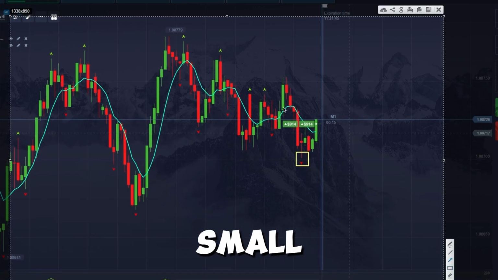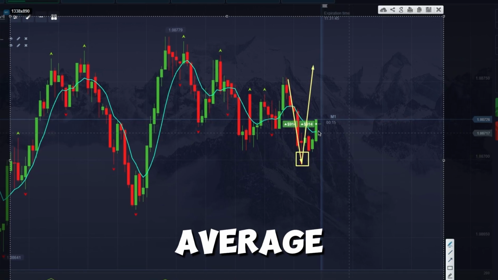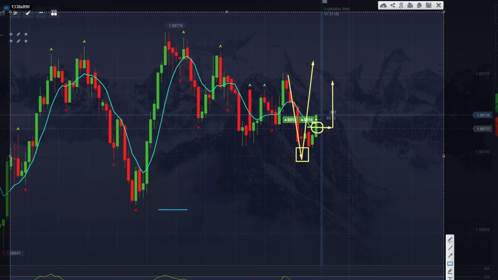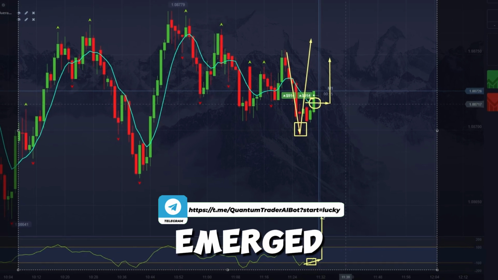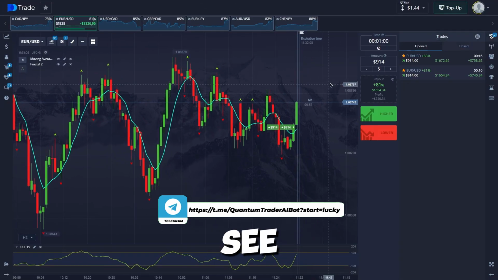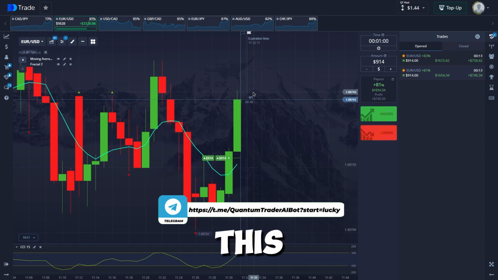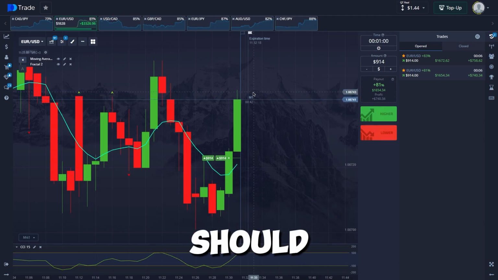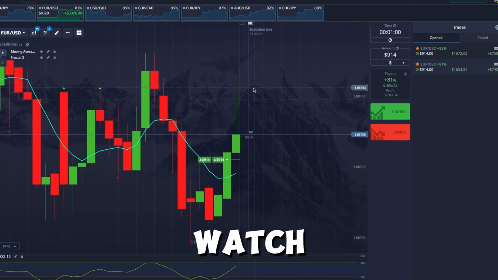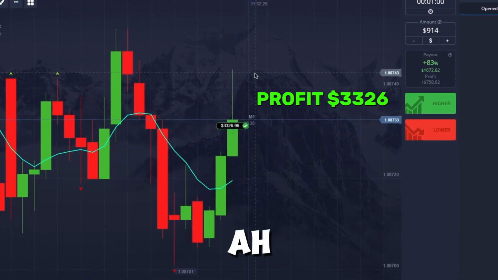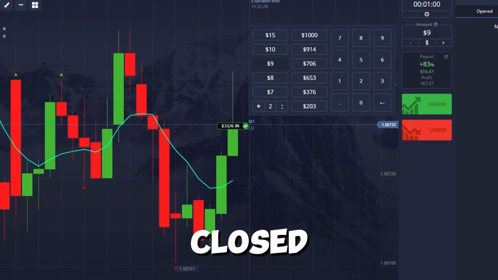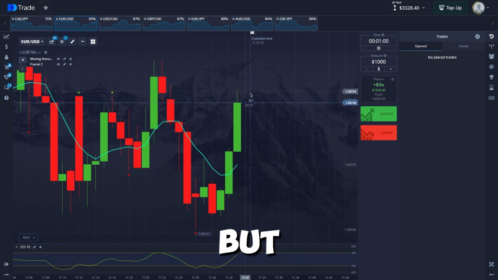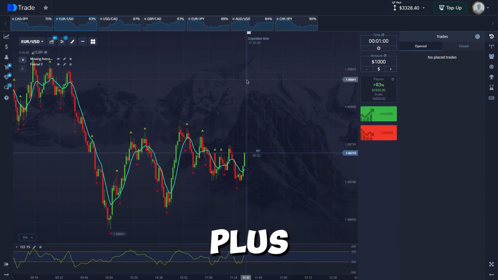Here we saw a small crossing of the average moving average from top to bottom. Then again the dynamics went up. A depth status emerged. We can also see it on our oscillator, but this emphasizes our down signal. I think there should be a pullback. Let's watch the result. One trade was closed at 0. We were a little bit out of the opening timing, but the second trade was closed in plus.